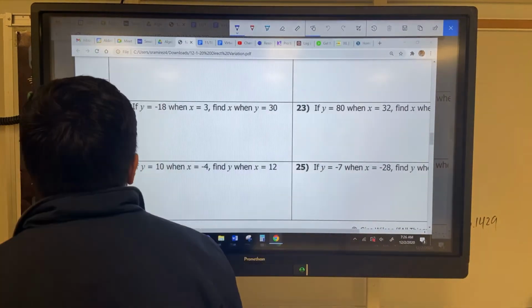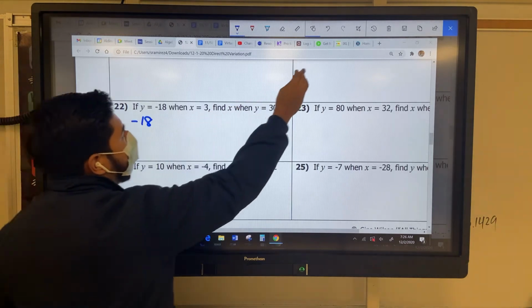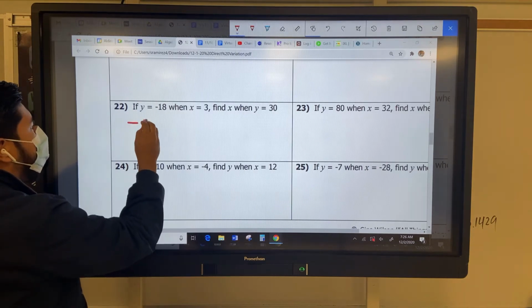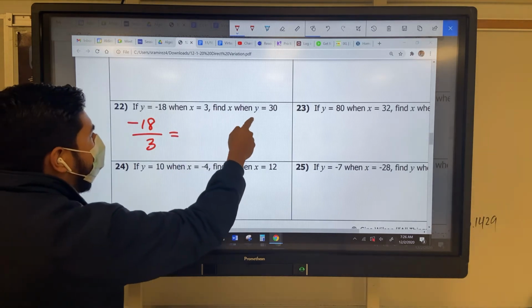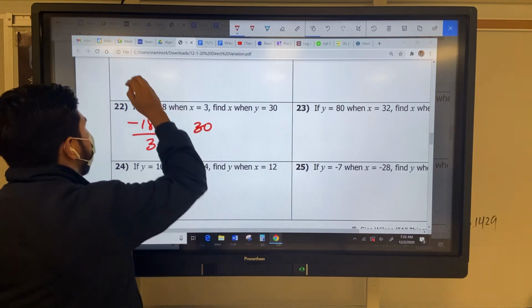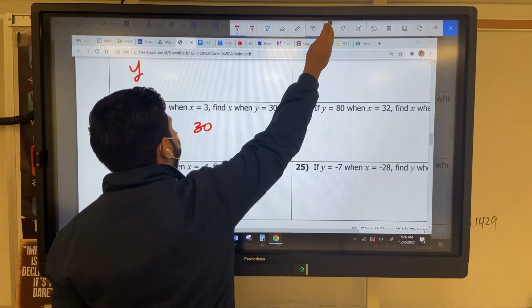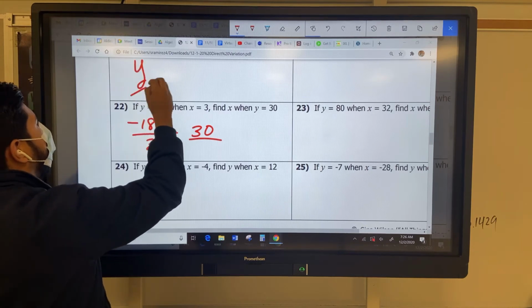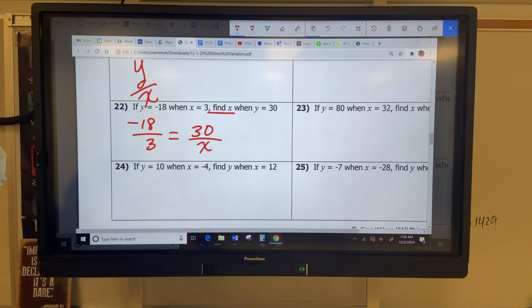Y over x. So when y is negative 18, I like using red. Hold on. Negative 18 is my y over that 3. Find x when y is 30. So they're saying y is 30, so that goes on top because of y over x. Sorry, I don't like the way that 30 looks. Y over x. We need to find x, so that goes on the bottom.